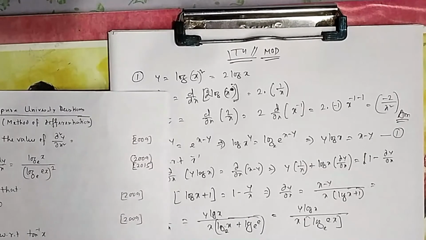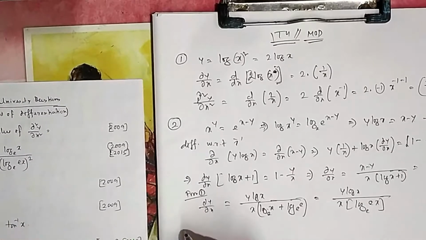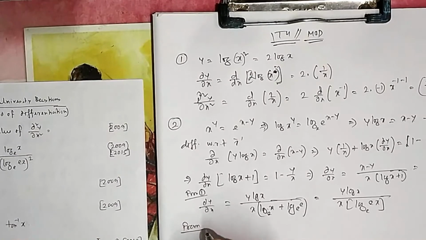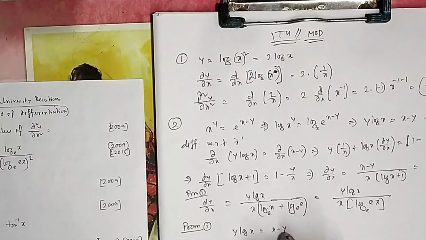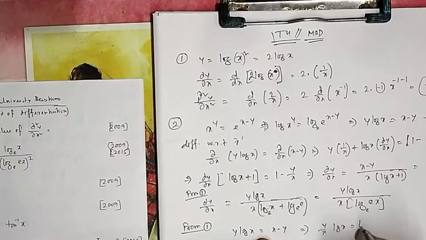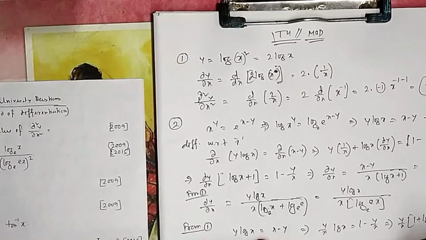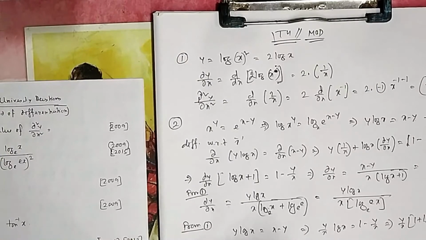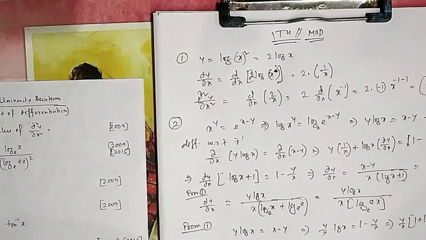So to remove this y by x, you have to come to this one. How to come to this value? From 1, you can check, write 1 again: y log x is equal to x minus y. If you divide it by x, so y by x log x is equal to 1 minus y by x. You bring y by x one side, so that is y by x times (1 plus log x) is equal to 1. So you write y by x equal to 1 by (1 plus log x), you can put it there also.